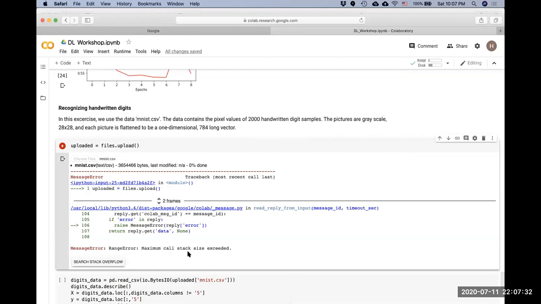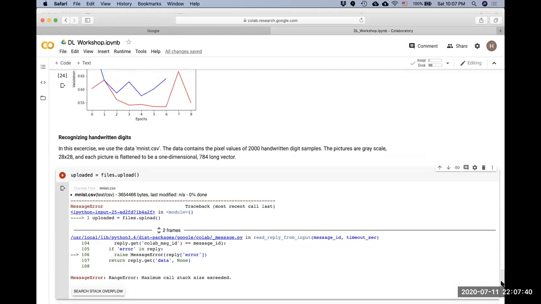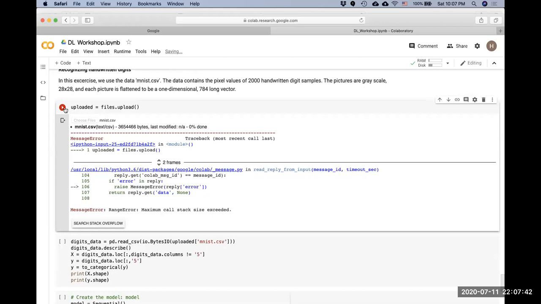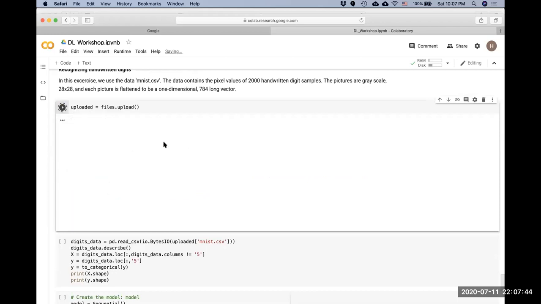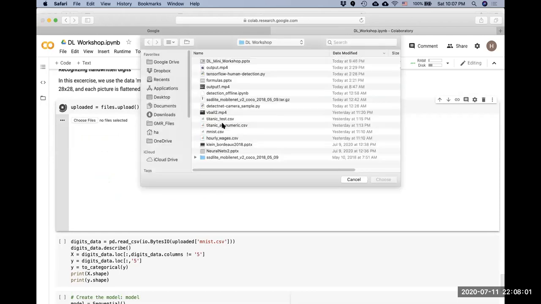Maximum call stack size exceeded. Okay, I think this is an error with, I think I used up my Google Colab. Yeah, it's something around that line. Just because I'm using the free version, I think I have limited usage. By the way, you can use GPU with this. You can use free GPU in Google Colab.